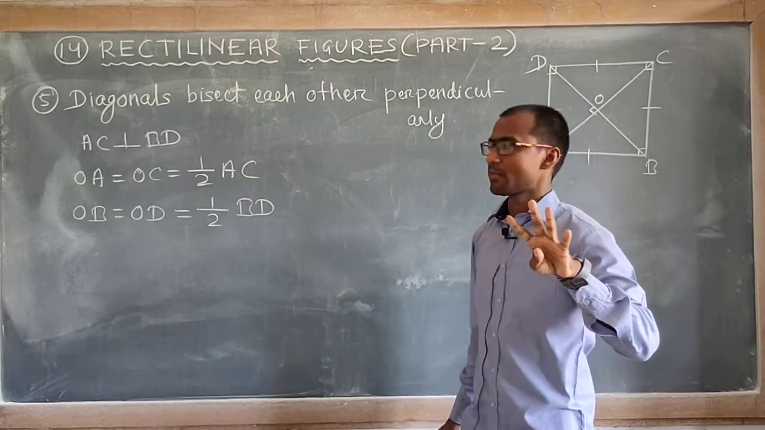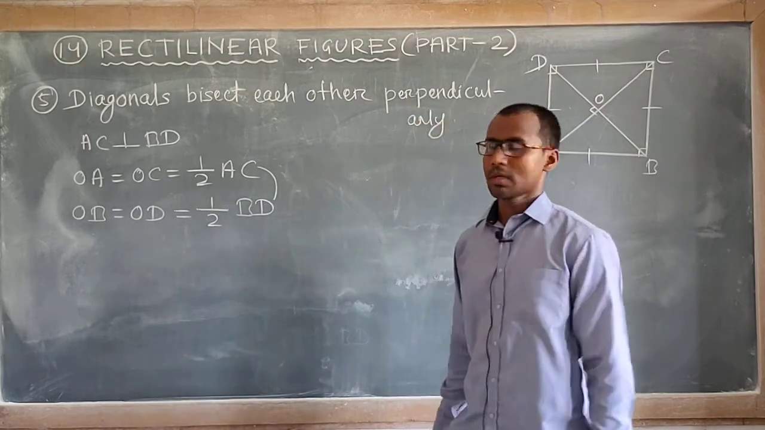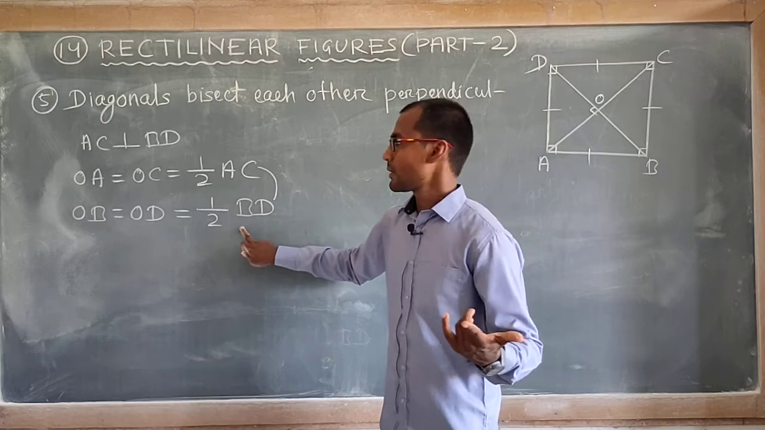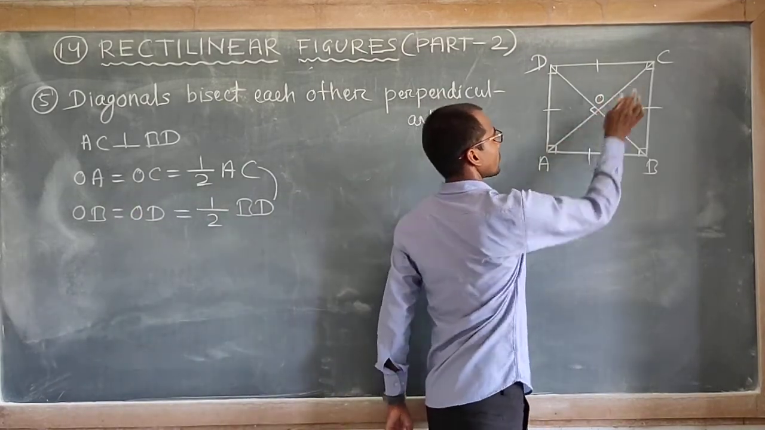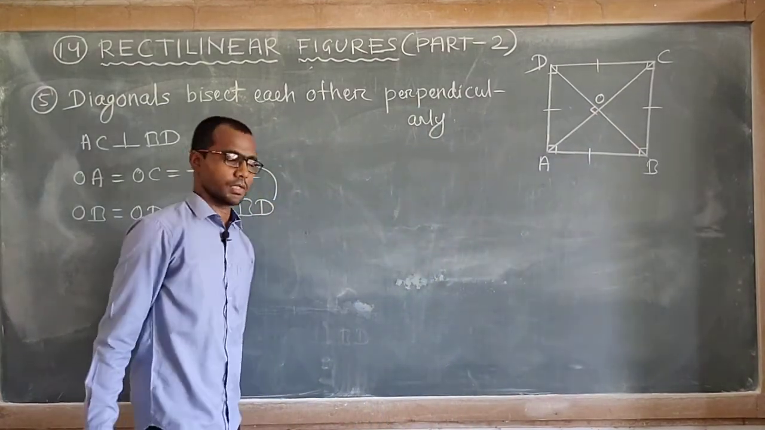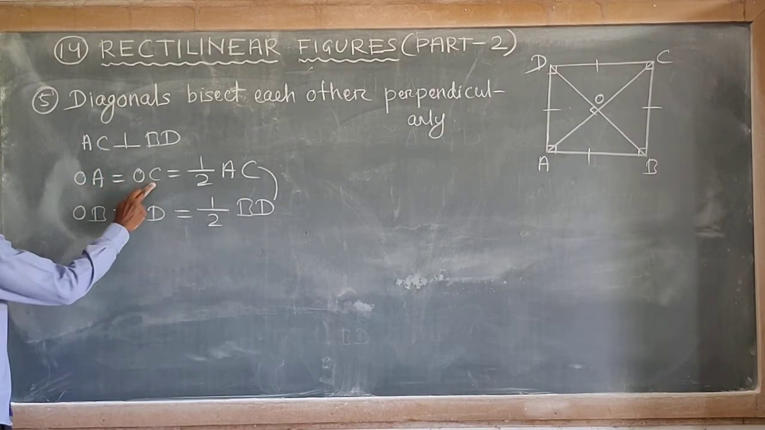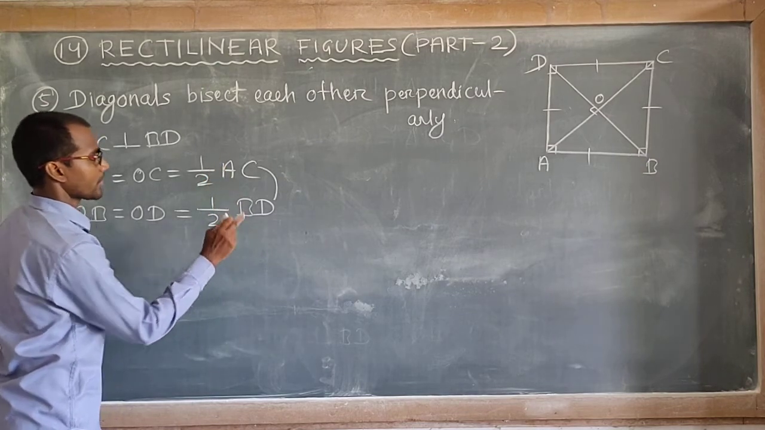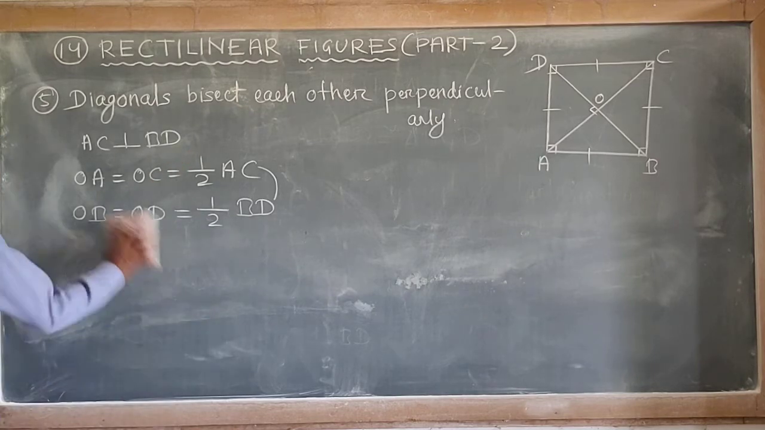But you can see in property number 4, I have mentioned that diagonals are equal. That means AC and BD are equal. If AC and BD are equal, that means half of AC will be equal to half of BD. So we can say all these 4 are equal. OA is equal to OC equal to OB equal to OD, which is equal to half of AC, which is equal to half of BD, just as in case of a rectangle. So diagonals bisect each other perpendicularly.